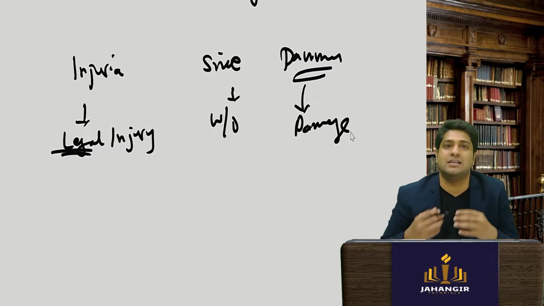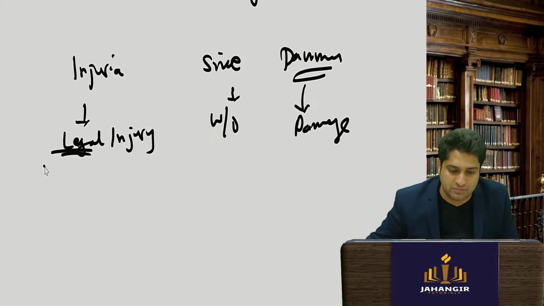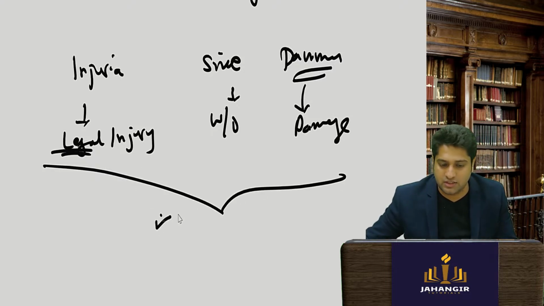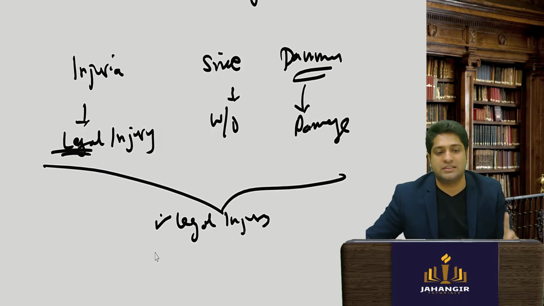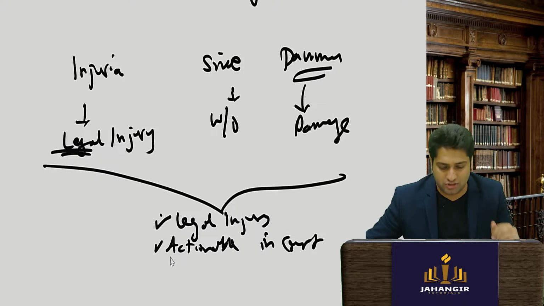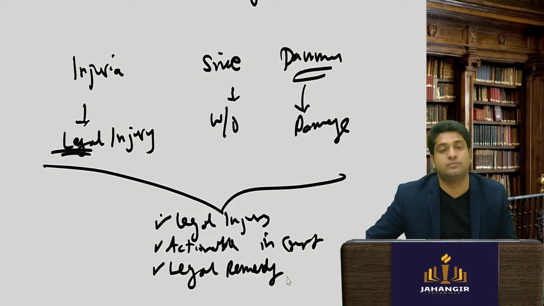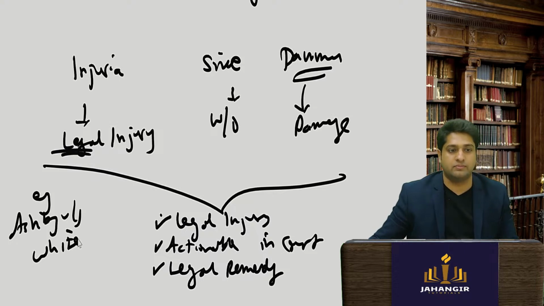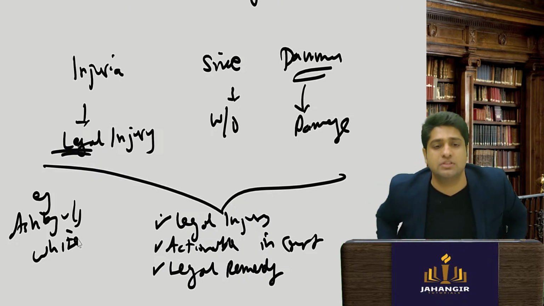So imagine in eyes of law. So you will just look at this part, that there is a legal injury. So there is legal injury. So therefore, if legal injury is there, it is actionable in court of law. That means you can take action, and then you will also get legal remedy. Now, example of this was Ashby versus White. In Ashby versus White, what happened?